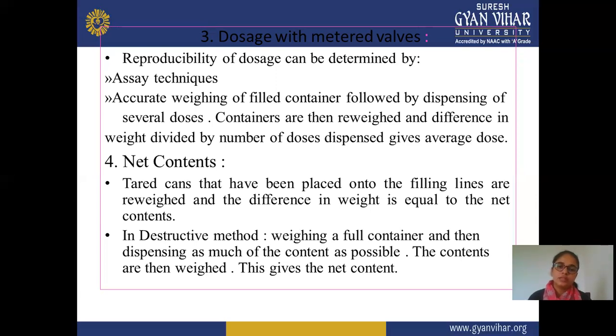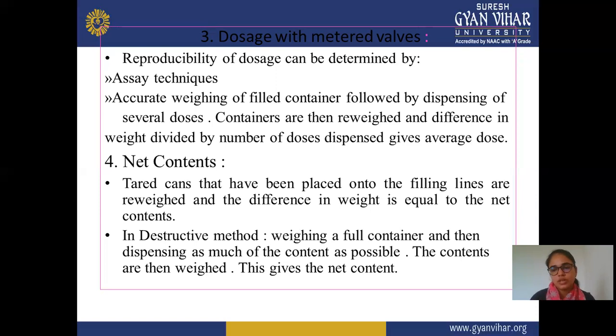And there is another method, the destructive method. In this destructive method, you weigh a full container, then dispense as much of the contents as possible, and weigh the container again. This gives the net content. Another test is that you fill your container with your formulation.